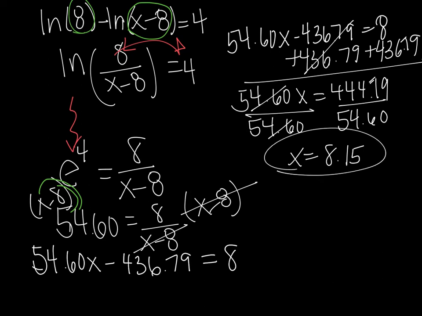Okay. Do I need to check that answer? Yes. Where do I need to check it at? The x spot. Because why? It starts with an ln. So I'm plugging it in right here. What's that? 8.15 minus 8. Yes. So do you see that 8.15 is just a little bit bigger? So you end up with just 0.15. Okay, so that answer does work.